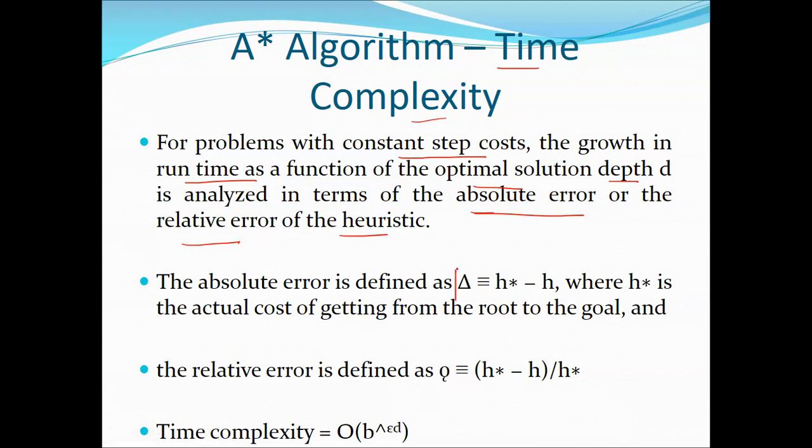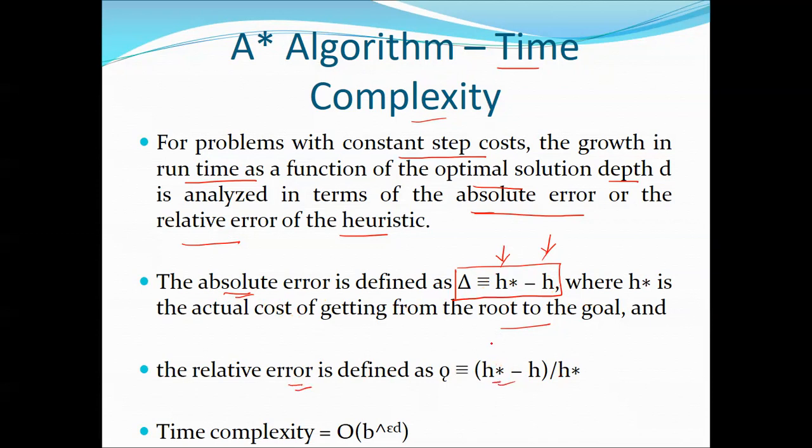Absolute error is given like this: delta is equal to h star minus h, where h star is the actual cost from the root node to the goal node, and h is the heuristic cost from the root node to the goal node. So h star minus h is called the absolute error. Relative error is h star minus h divided by h star.